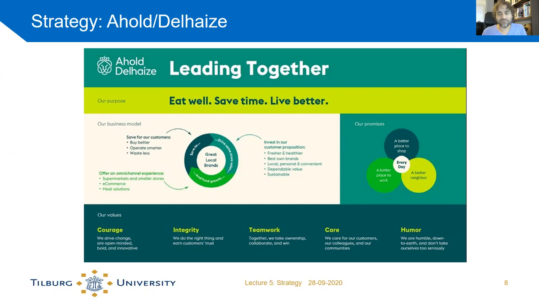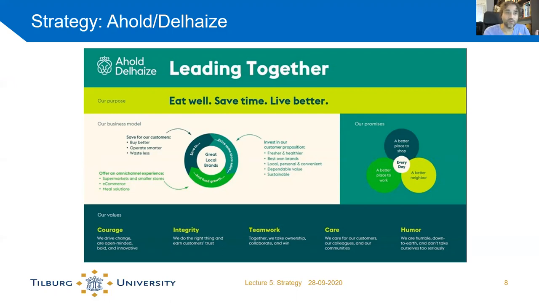Leading together, it's kind of hollow, but eat well, save time, live better is their mission and vision statement. So eat well, save time, live better. Okay, they're in fast-moving consumer goods, pretty clear. And they want to focus on healthy food, making food easy, accessible. So if you look at Albert Heijn right now, it's more about food that's easy to grab and to cook instead of basic ingredients, and live better, also kind of clear as well.